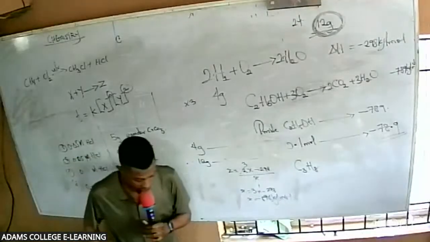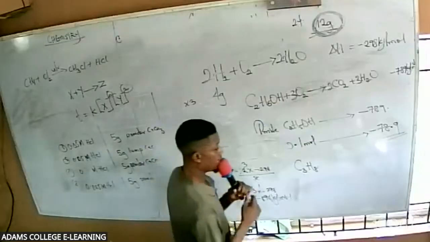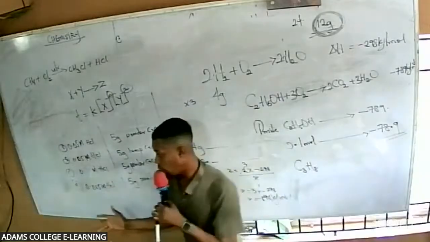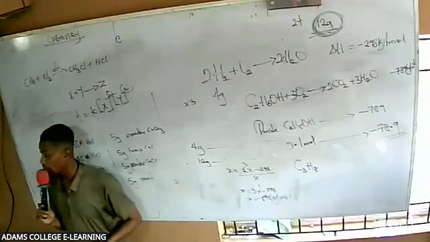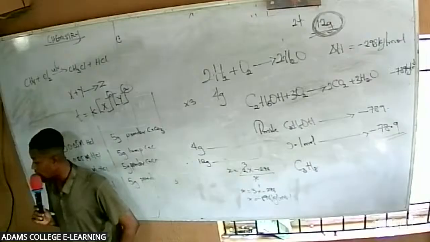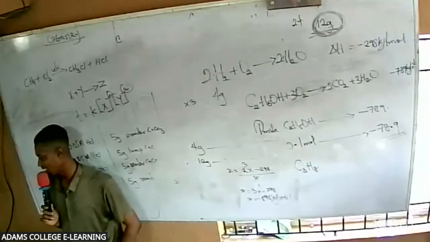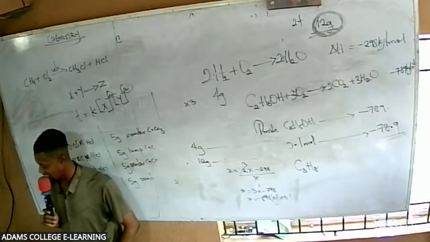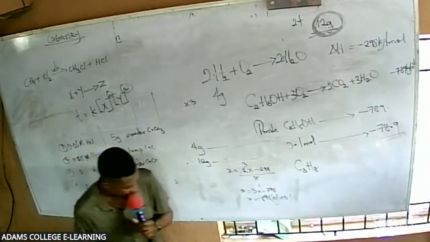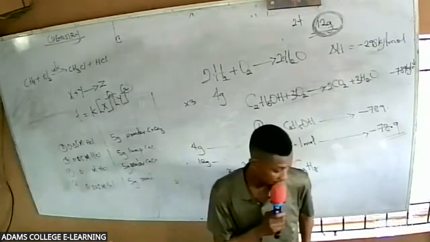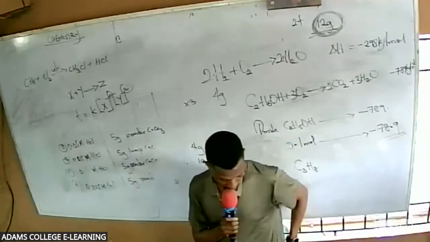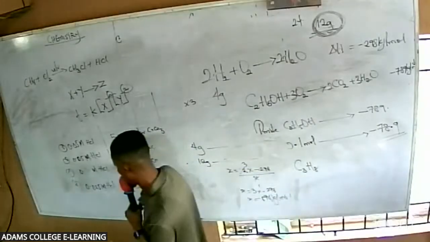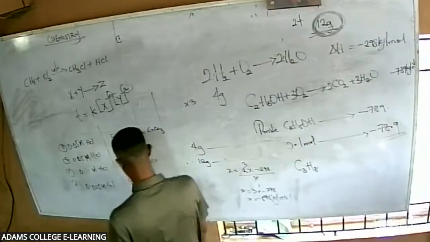Has someone gotten the answer? So what was the answer there? Minus 113. Now write this question. Someone has this solved. If that is true, help someone beside you.